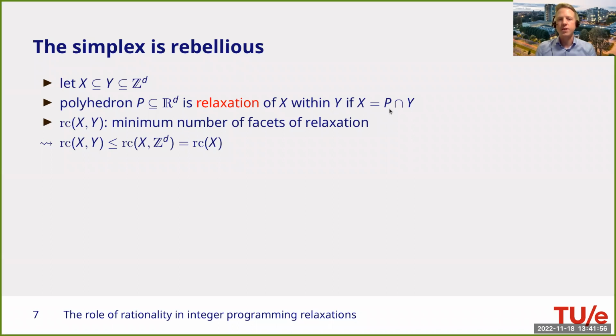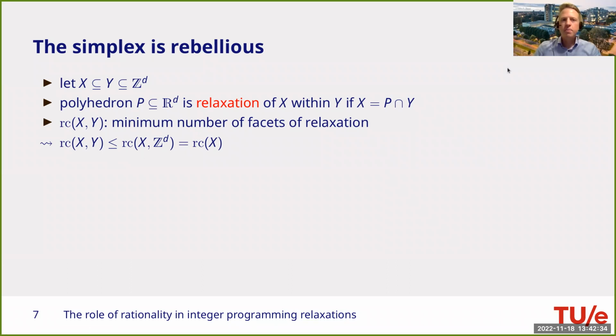which means that if we are given a relaxation P and intersect it with a larger point set Y, we can recover the original set X. And by RC_X(Y), we then denote the minimum number of facets of such a relaxation of X with respect to Y. And because we restrict ourselves to a subset of the integer points, it's easy to see that the relaxation complexity of X with respect to Y is a lower bound for the relaxation complexity of X. And then it's natural to start with a small subset Y and then grow this subset to eventually, hopefully, show that we arrive at the relaxation complexity.